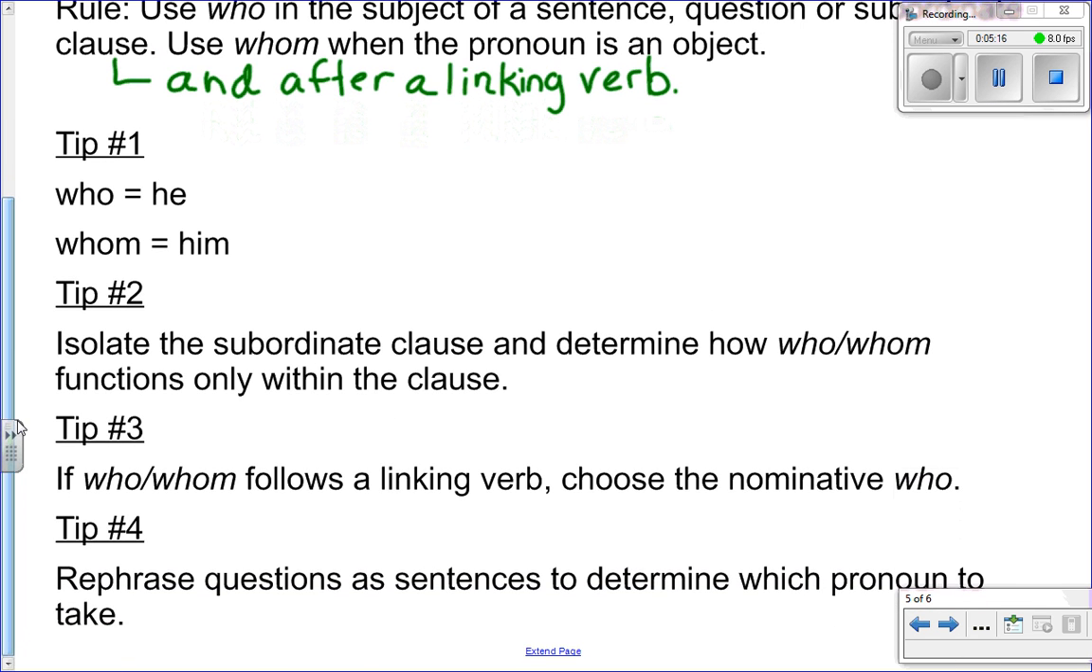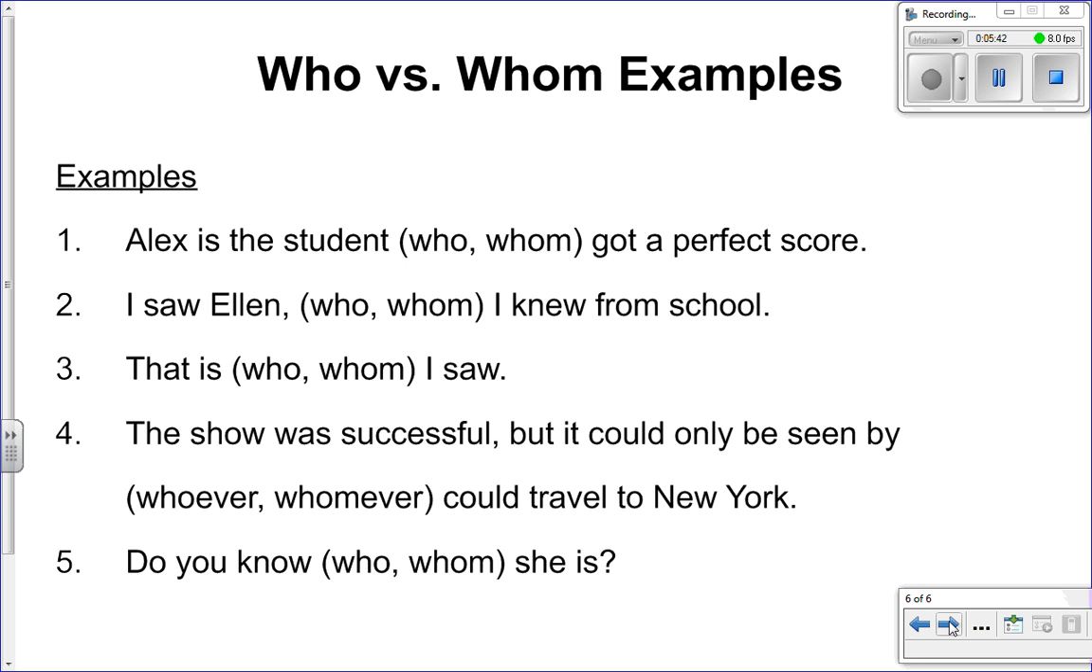Tip number 2, isolate the subordinate clause and determine how the who or whom functions only within the clause. Don't look at the rest of the sentence. All right, and then tip number 3 is if who or whom follows a linking verb, we're going to choose the nominative form of who or the pronoun he. And then lastly, tip number 4 is to rephrase questions as sentences to determine which pronoun to take. All right, let's try out some examples.